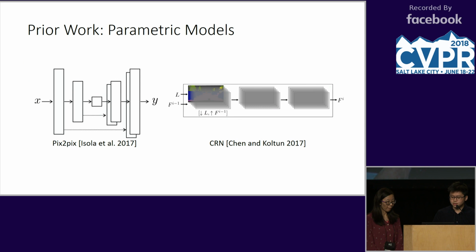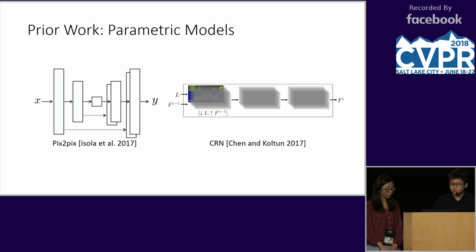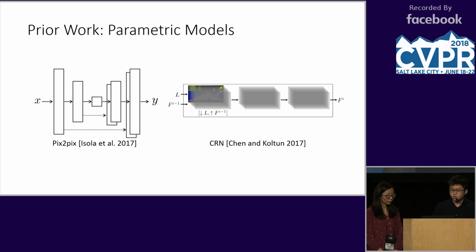Most recent approaches on image synthesis train deep networks end-to-end. Pix2Pix uses conditional generative adversarial networks to perform general image-to-image translation. Cascaded refinement networks, or CRNs, train a deep network with feature losses in a coarse-to-fine fashion. However, we believe it is highly challenging for a network with limited capacity to model the whole distribution of all natural images. Thus, we explore the ideas of non-parametric models.